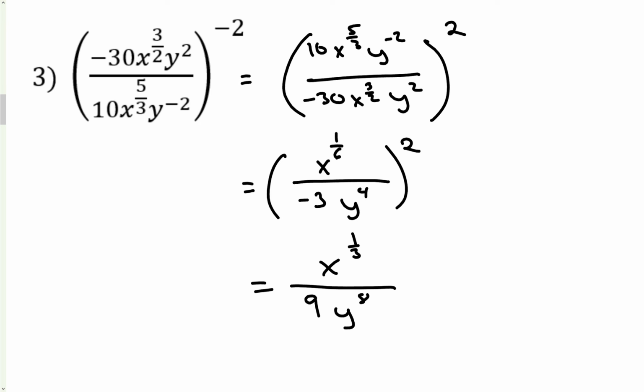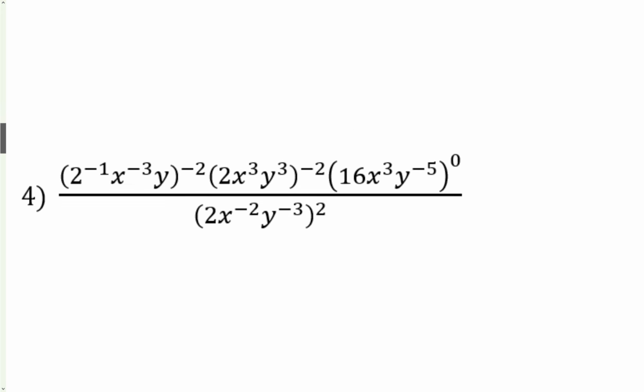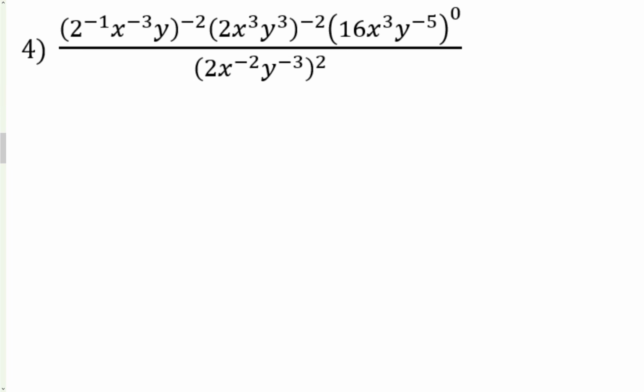Let's see if I'm done. There's no more numbers to simplify. My variables are all different. There are no negative exponents, and there is no fractional exponents in the denominator. Okay. If there was, I would rationalize it. Next.